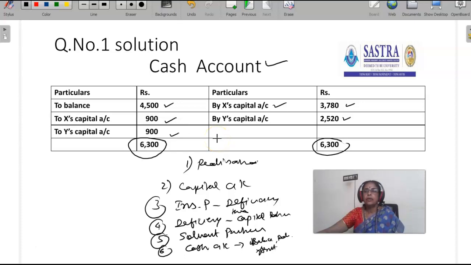I hope you remember and understand all the concepts of the accounting treatment of insolvency of partners. If one or two or more partners are insolvent, we can follow the Garner versus Murray rule. If all the partners become insolvent, we cannot follow the Garner versus Murray rule.